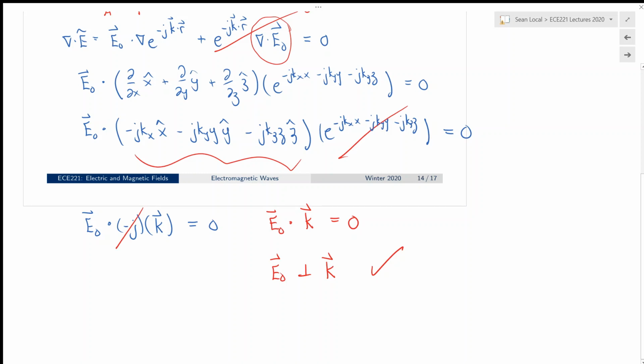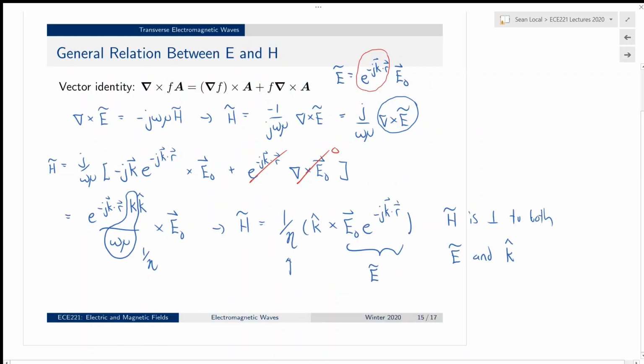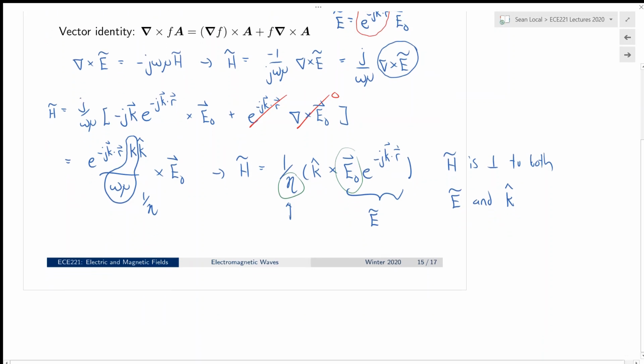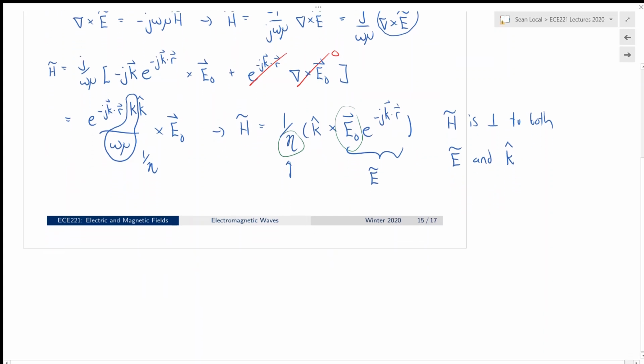Again, just for emphasis, we see that the magnitude of the magnetic field is essentially given by knowing the magnitude of the electric field and dividing by eta. So again, the magnitude of the magnetic field is always constrained by the magnitude of the electric field via the intrinsic impedance of the medium that the wave is propagating in. So this is an important property of a transverse electromagnetic wave. We've seen that E, H, and k all are perpendicular to each other.